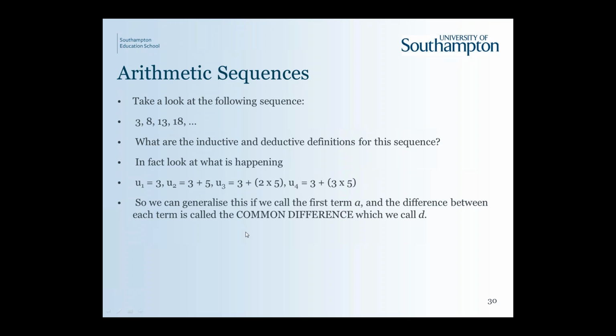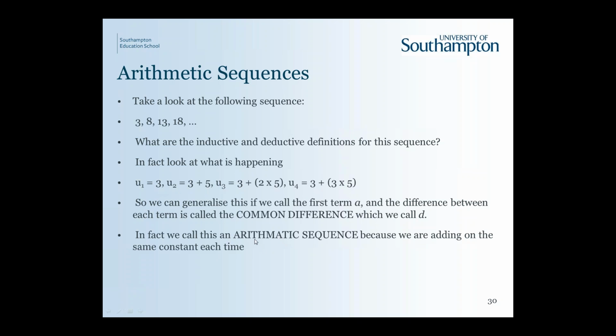So we can generalize this. If we call the first term A, so 3 is A, and the difference between each term is called the common difference, and that's given the letter D. Can you see that we have U1 is A, U2 is A plus D, U3 is A plus 2D, U4 is A plus 3D. We get to what's called an arithmetic sequence, which I've written completely incorrectly there. It should have an E, because we're adding a same constant each time.